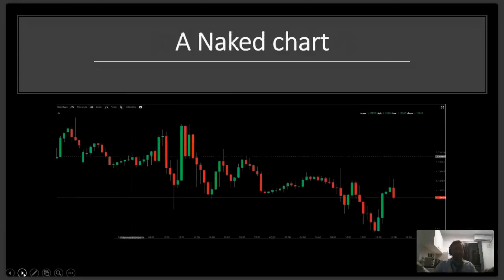Nothing on it. We have our candlestick charts, so we can see the open, close. We can see our wicks. But surprisingly, this naked chart is actually showing us a lot more than we think. If you look closely at it, we can see where the highs have been, where the sellers have been selling from. This is a 30-minute chart. So each candle, don't forget, represents 30 minutes.